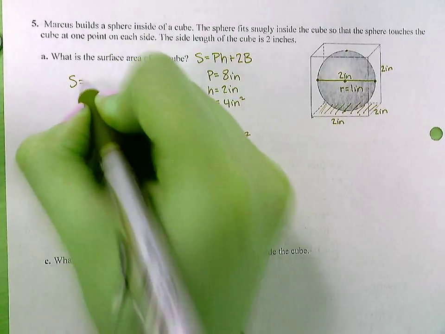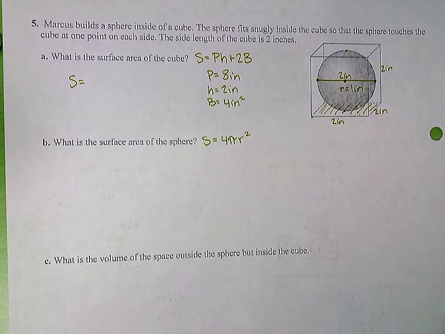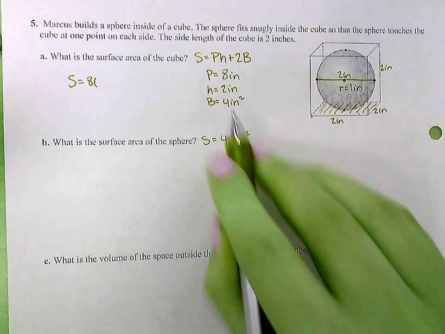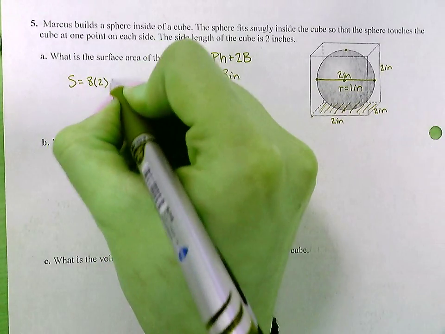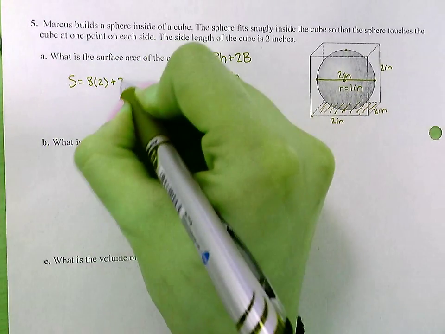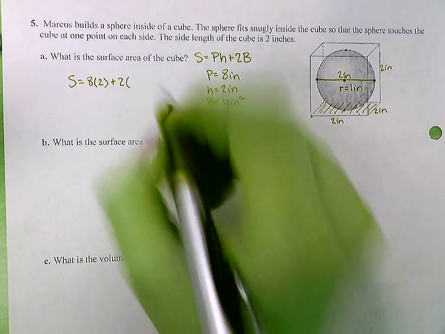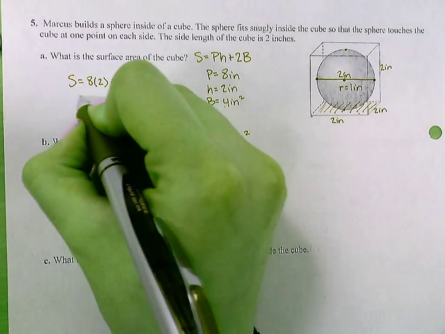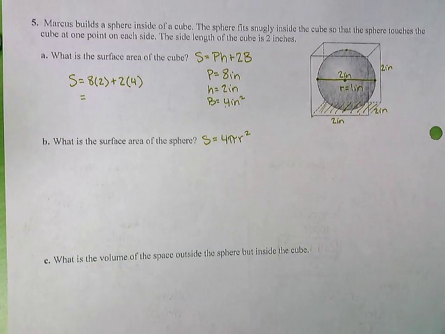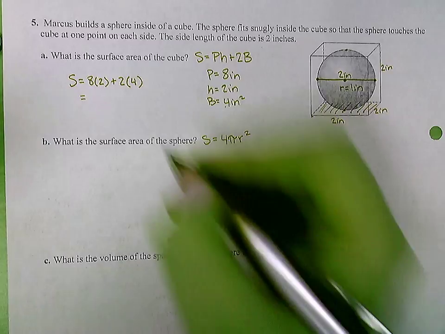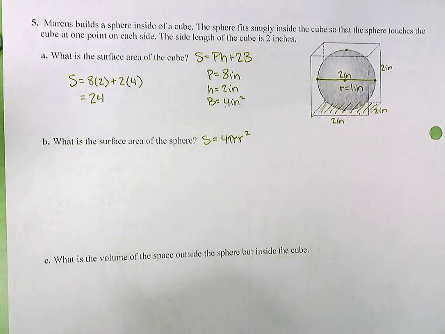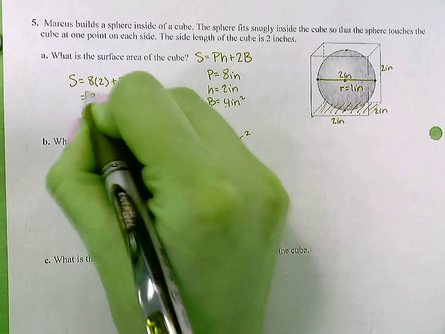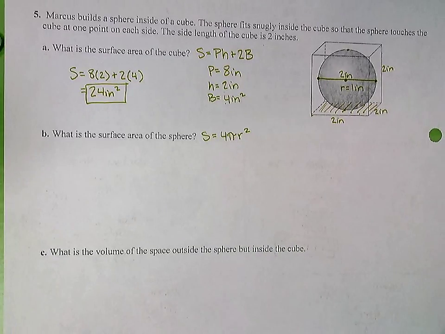So we can find the surface area by plugging in each of those variables. We have 8 times 2 plus 2 times 4. So this surface area is 24 inches squared. That's the surface area of that cube.